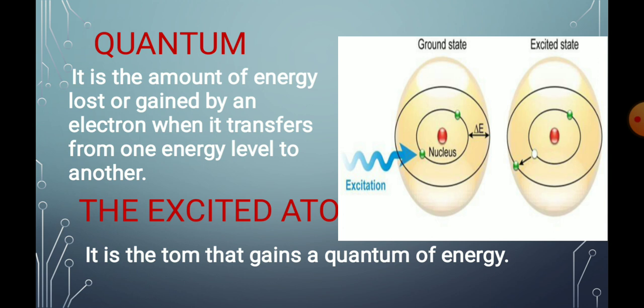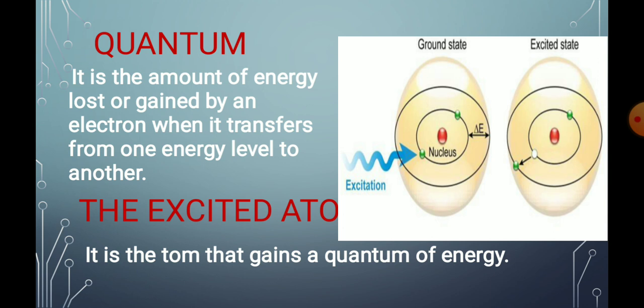And now we're going to talk about the quantum. Quantum is the amount of energy lost or gained by an electron when it is transferred from one energy level to another. And what about the excited atom? It is the atom that gains a quantum of energy. The electron is not transferred from its level to a higher one unless it gains some energy called the quantum, which equals the difference between the energies of the two levels, and the atom in this case is known as an excited atom.